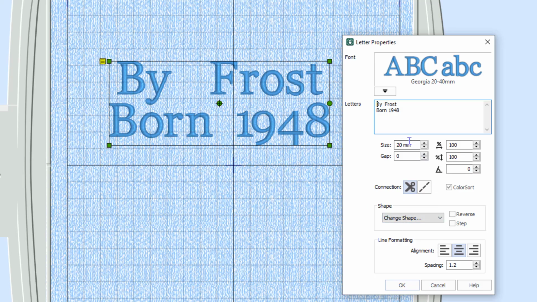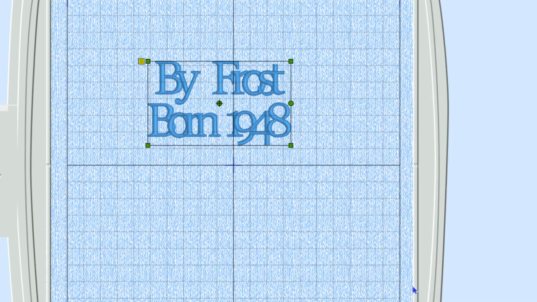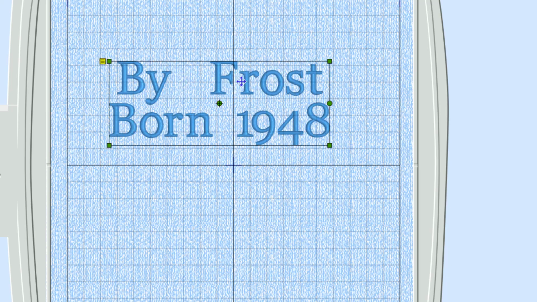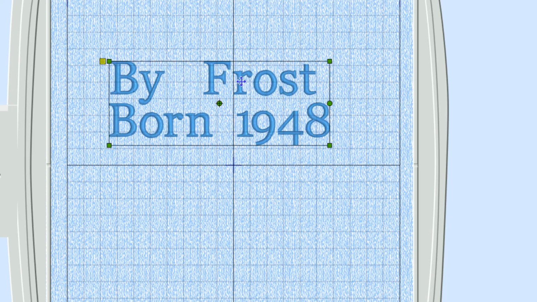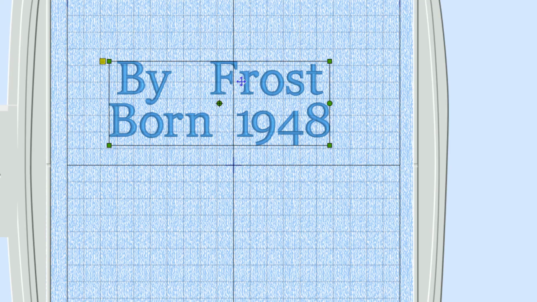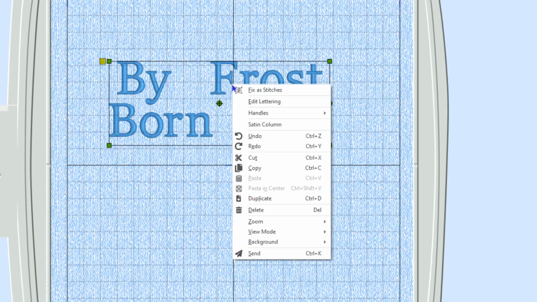Oh, something else I can do with gap. Let's try this. Oh, look at the tooltip. It says minimum minus 99 to maximum 99. See, if I change the gap to, say, minus 20 and click OK, then it reduces the gap. The gap is the space between the lettering. So I'll hit Control Z to go back to where it was, right here.